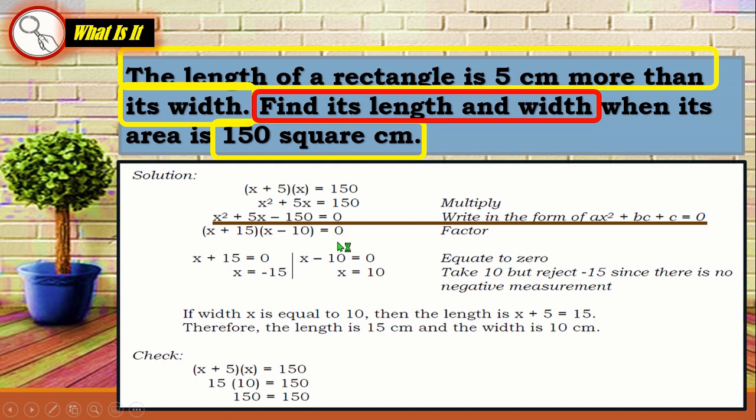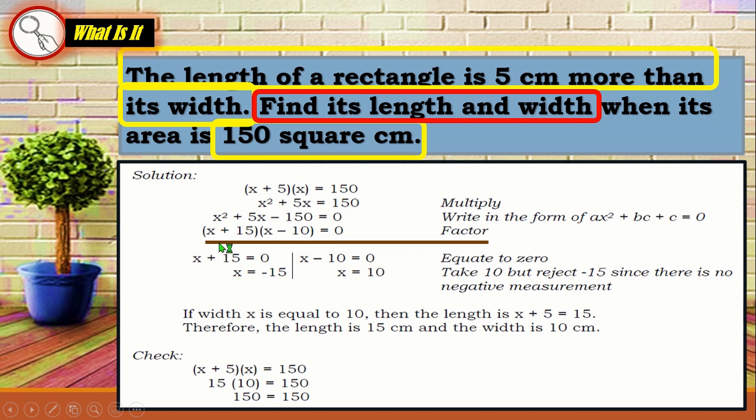Let us factor out, and it will be the quantity of x plus 15 times the quantity of x minus 10. Again, we get the factors of 150, which when we add, we will get 5. So that will be 15 times negative 10 is equal to 150, and 15 plus a negative 10 is equal to 5. Very good. Now let us equate our factors to 0.